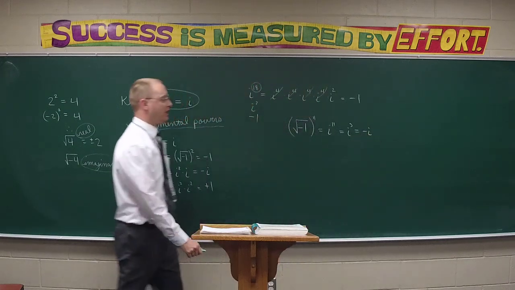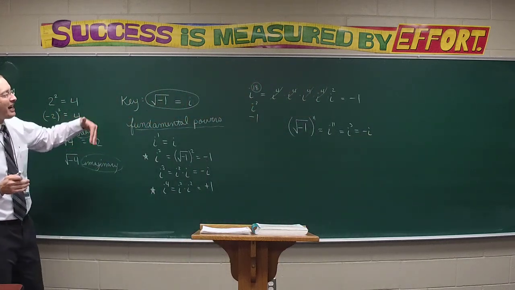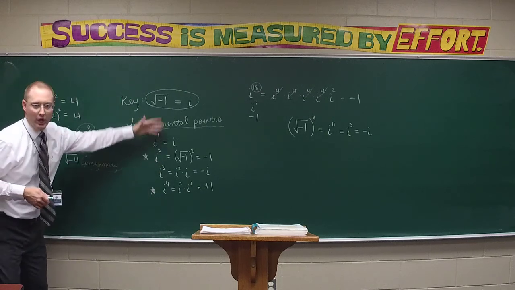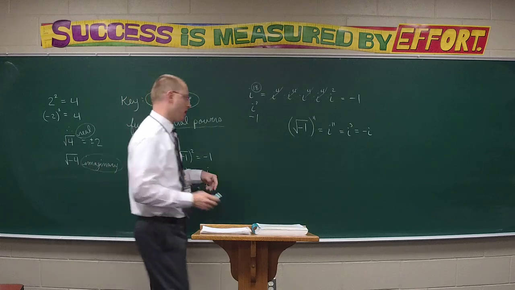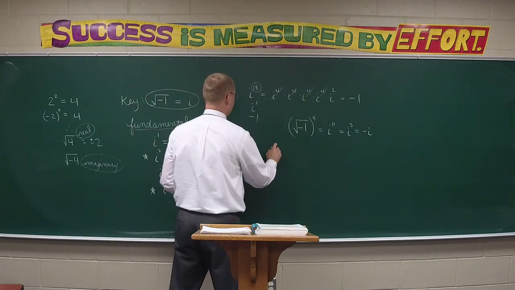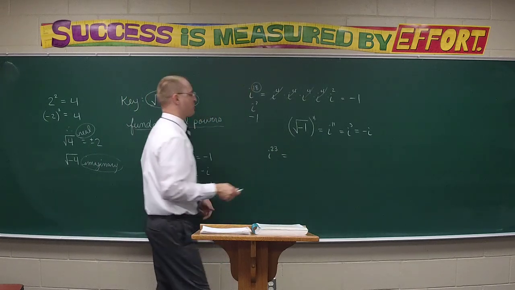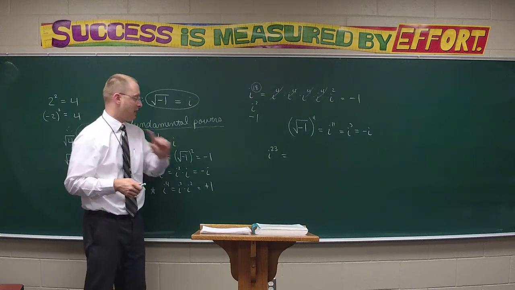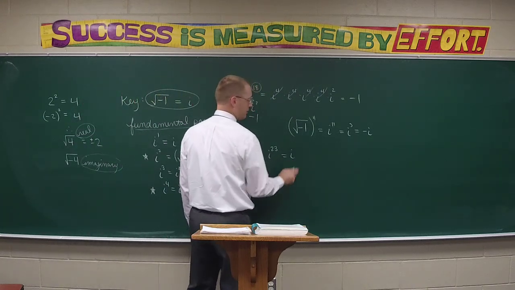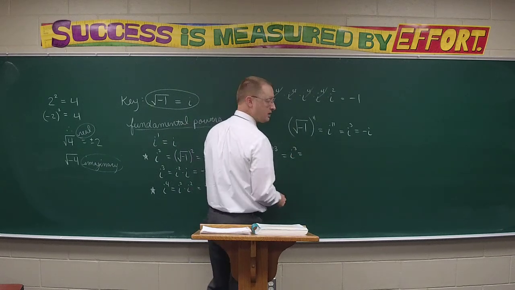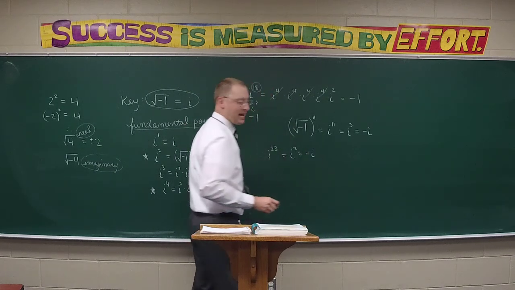It's on the board. You can read it. So any higher power of i becomes one of these. As long as you have these memorized and you know how to knock 4's out of stuff, you're good. What if I had an i to the 23rd? Well, what's the biggest multiple of 4 that's in 23? 20. Knock out 20 of the i's. How many i's are left? 3. And i cubed is negative i, just like it was in the last problem.